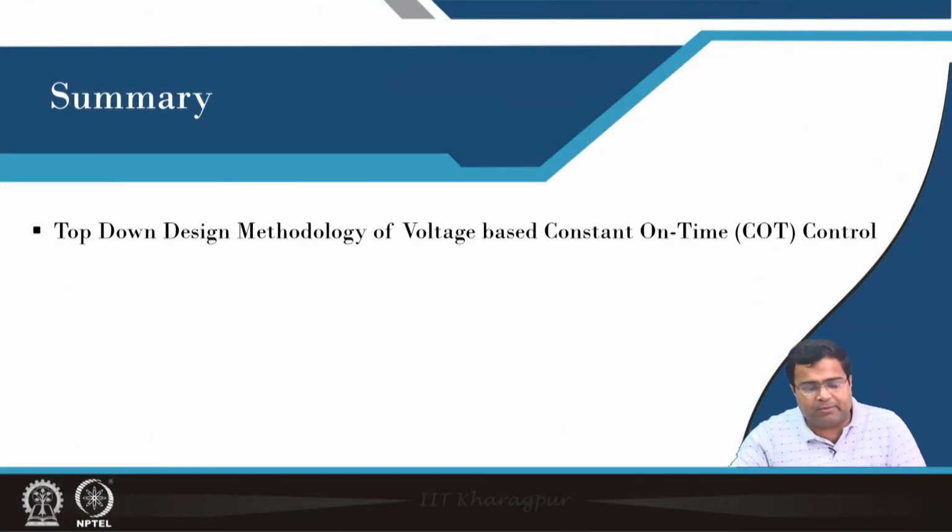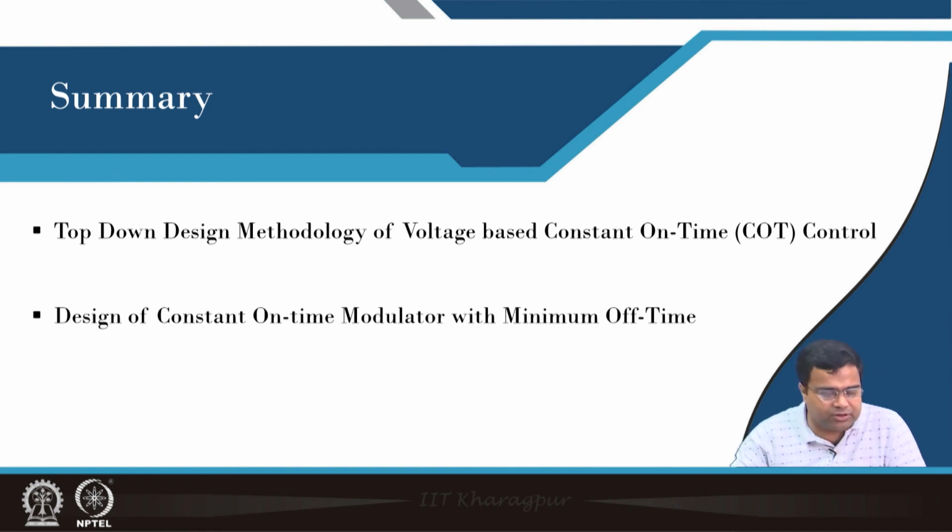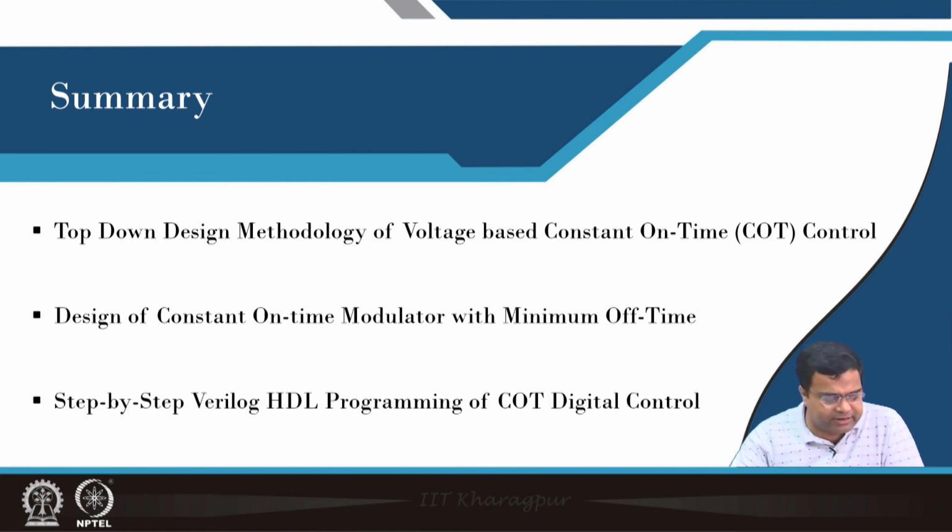So in summary, we have discussed the top down design methodology of voltage based constant on time control. We have discussed the design of a constant on time modulator with minimum off time, and we have discussed step by step Verilog HDL programming of constant on time digital control, and we have also shown some experimental case study. In the subsequent lecture, we want to consider an experimental case study with DCM, under DCM with constant on time, with PSM, pulse skipping modulation, as well as PWM. So these things will be compared in the subsequent lecture.